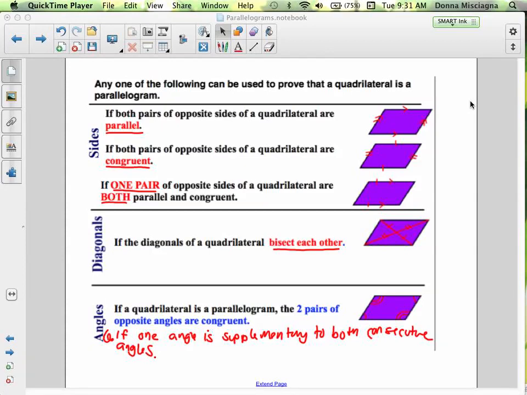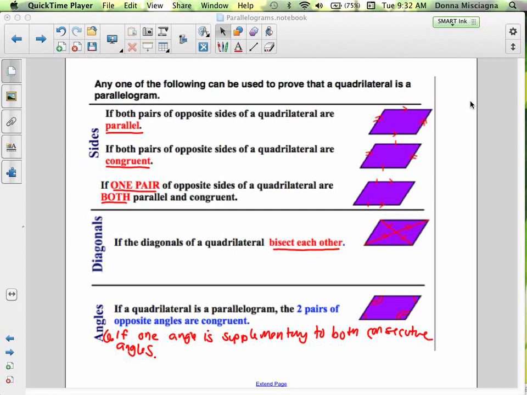Welcome! In this video we're going to be proving quadrilaterals are parallelograms. We'll be determining if we're given enough information, or what additional information would be needed, to prove a quadrilateral is a parallelogram. So let's go through the ways that can be used to prove that a quadrilateral is a parallelogram. First is the definition of a parallelogram.